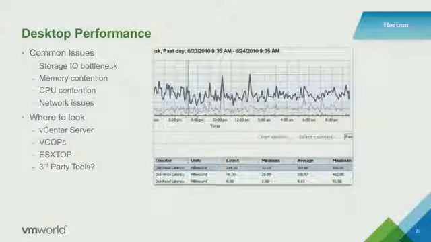Desktop performance. Where do we see our issues? So the most common areas that we see issues, storage I/O will probably continue to be a common issue we see as long as we have Composer and link clones, which will probably be for a while yet. Right? Because instant clones are only available at Horizon Enterprise and not everyone has a Horizon Enterprise.